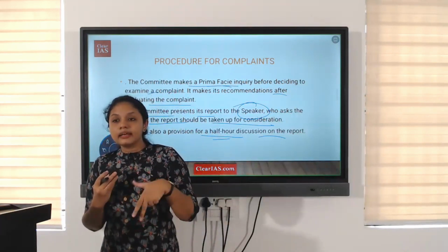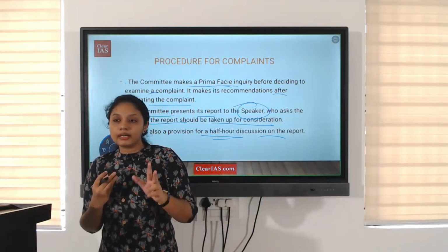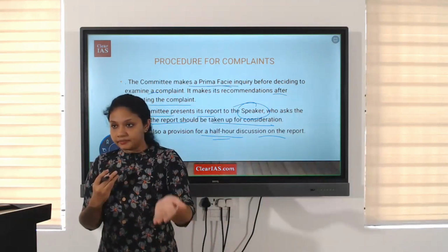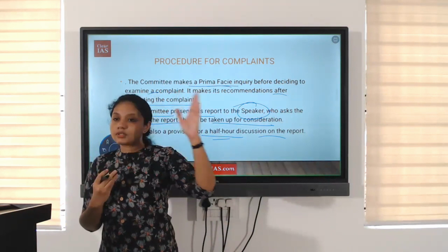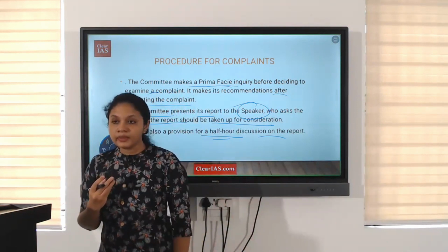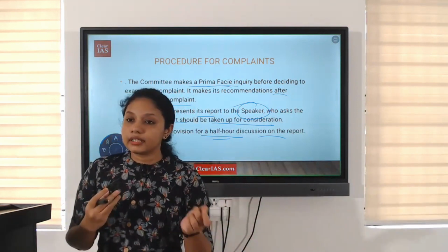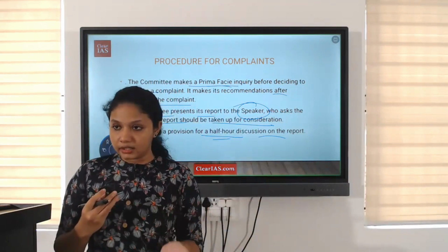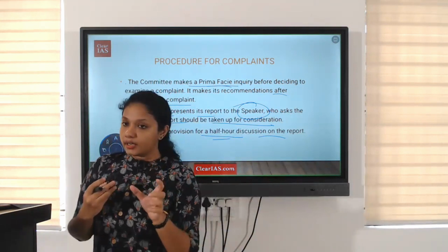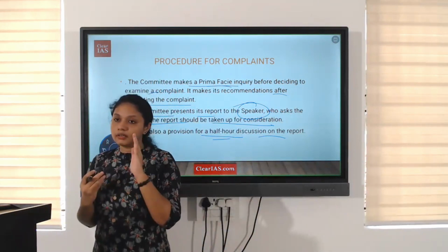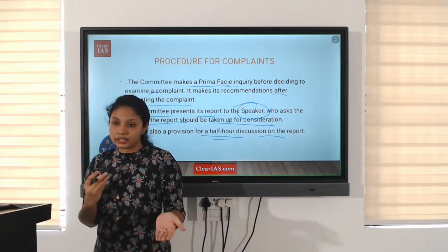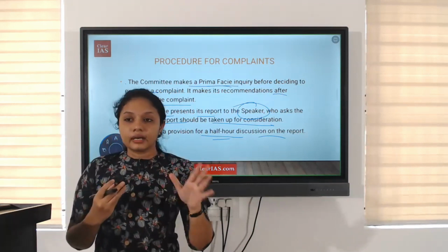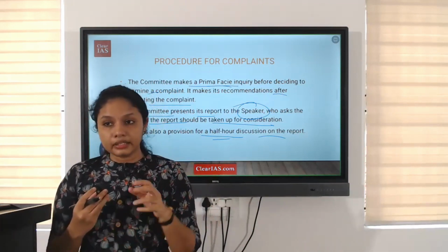Now, the complaint is given to the Speaker. Later, the Speaker refers it to the Ethics Committee. Based on media reports or other untrustworthy sources, the committee will not take up the complaint. Only if there is evidence or a complaint from authenticated sources will the complaint be registered or taken up by the committee.